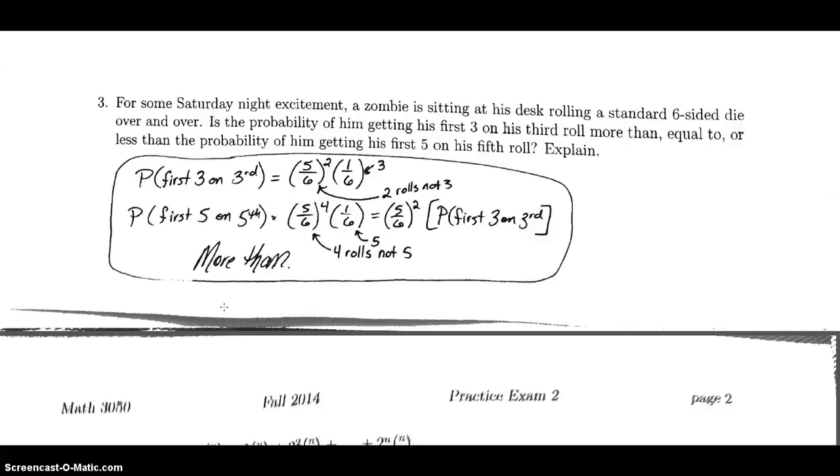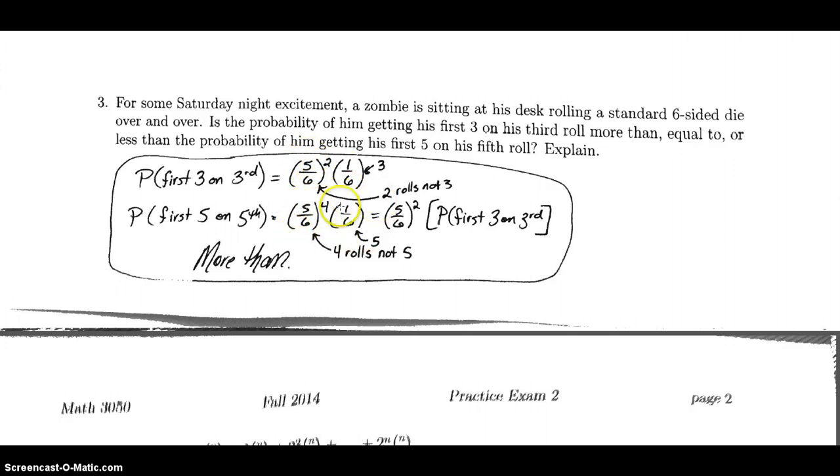Okay, Zombie Man here, we're looking at first 3 on his third roll. In other words, there's only one way of that happening. He has to get not 3 on his first roll, which is 5/6, not 3 on his second roll, which is a 5/6 chance, and then he has to get a 3 on his third roll, 1/6. So 5/6 times 5/6 times 1/6.